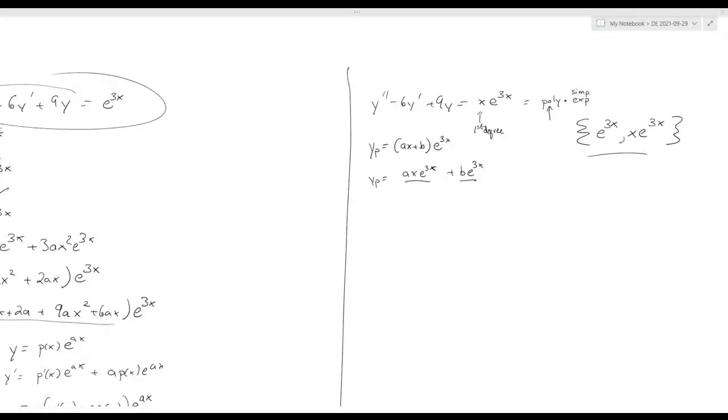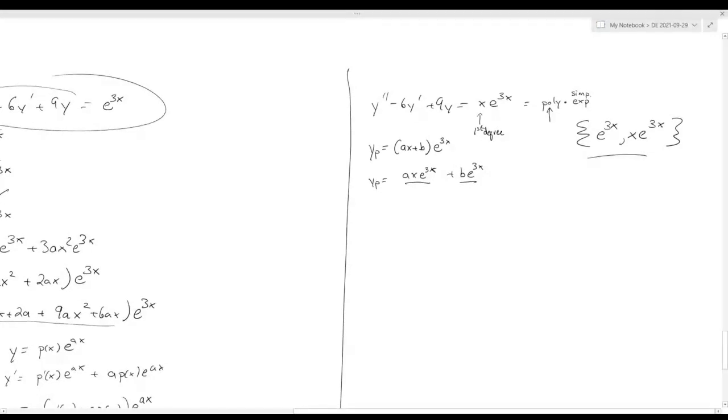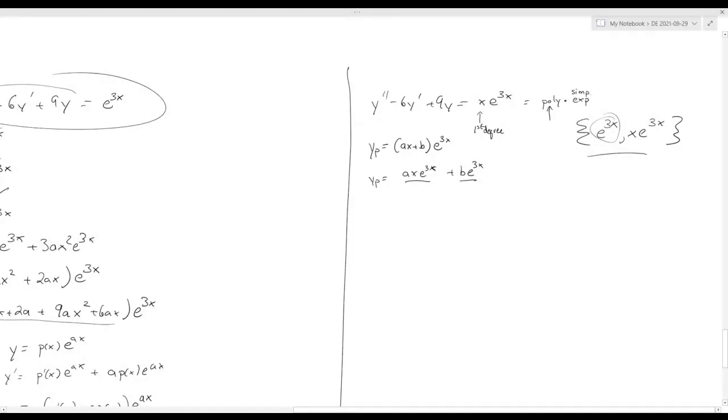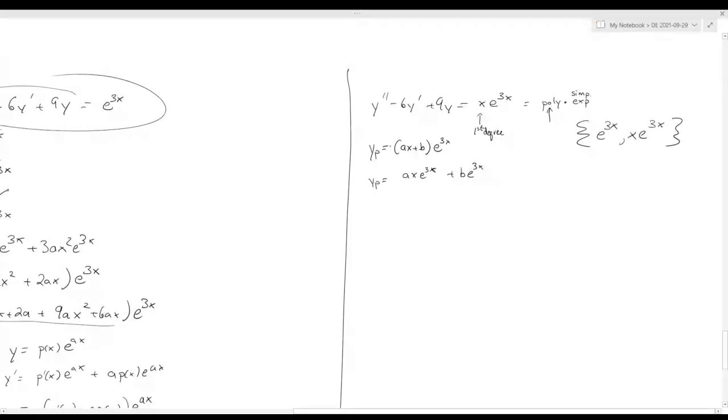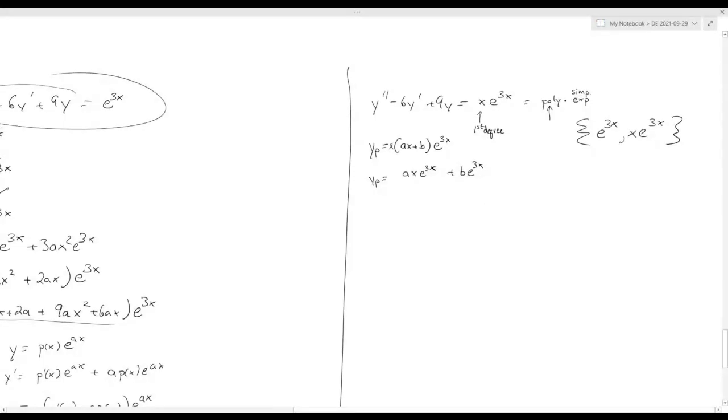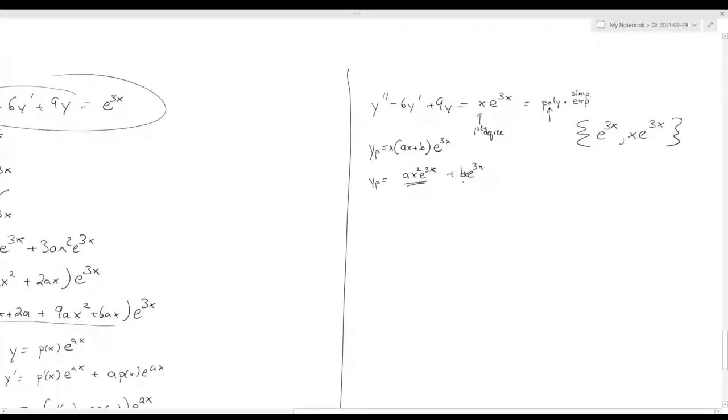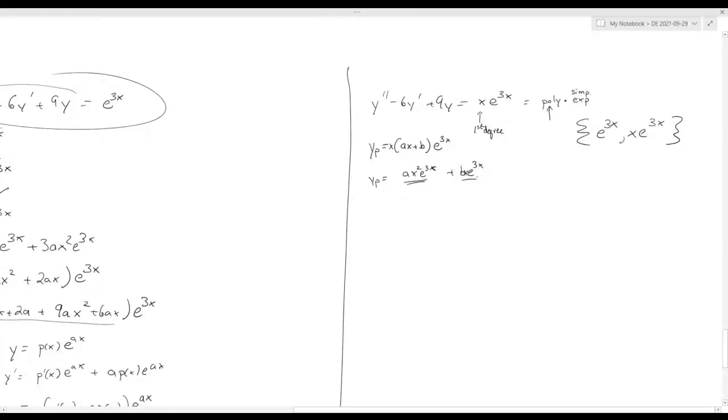So we say, well, no, e to the 3x is a multiple of that. This can be combined with that. And x times e to the 3x is like that. So neither term is linearly independent from everything in the fundamental solution set. So we can try to multiply by a power of x here, x squared and x. So then you ask yourself the same question. Is each term in my particular solution independent from everything in the fundamental solution set?